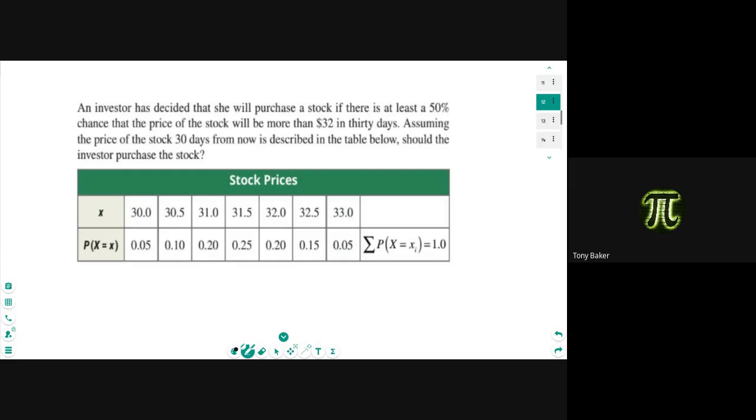An investor has decided that she'll purchase stock if there's at least a 50% chance that the stock will be more than $32 in 30 days. Assuming the price of the stock 30 days from now is described in the table below, should the investor purchase the stock?